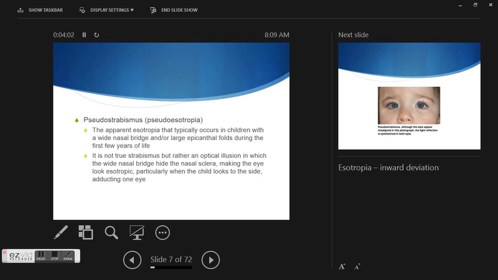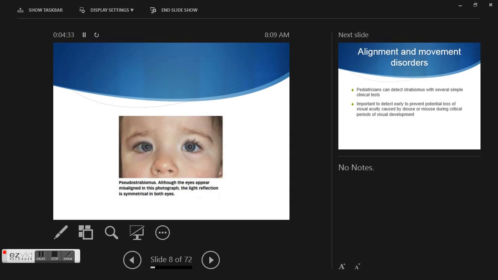Compared to strabismus, pseudostrabismus is the apparent esotropia or inward nasal deviation that typically occurs in children with a wide nasal bridge and or large epicanthal folds during the first few years of life. It's not a true strabismus, but rather an optical illusion in which the wide nasal bridge hides the nasal sclera, making the eye look esotropic, particularly when the child looks to the side, adducting one eye.